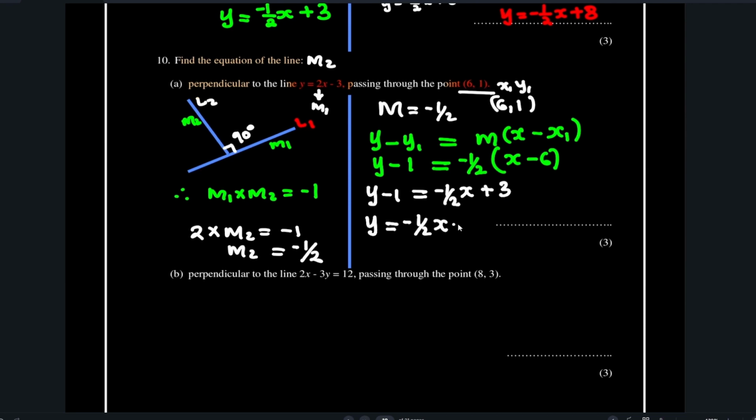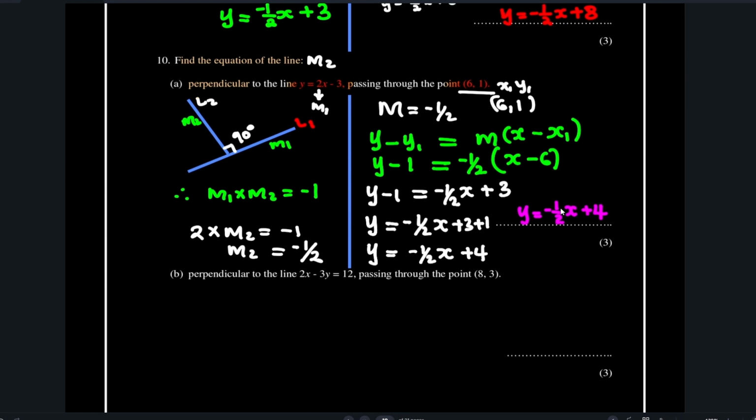-1/2 x plus 4, like that. So this is the equation of a line which is perpendicular to y equals 2x minus 3.